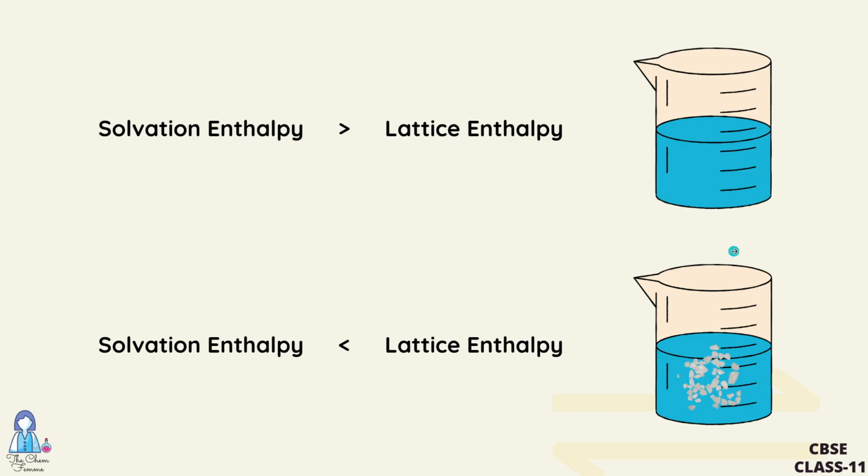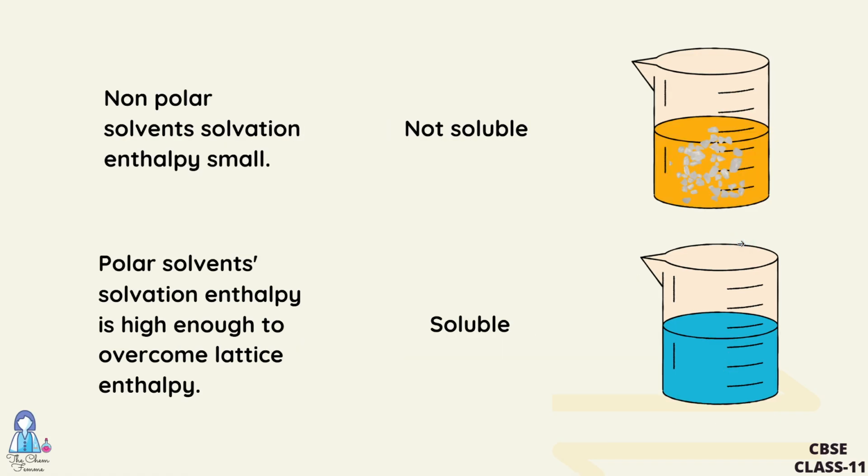So we come to a general idea related to the polarity of the solvents. In case of non-polar solvents, they have a small solvation enthalpy, and this in turn means that it is not big enough to overcome your lattice enthalpy, right? So this means that in non-polar solvents, our salts are not able to get dissolved. Similarly, in case of polar solvents, the solvation enthalpy is high enough for it to overcome the lattice enthalpy. So that leads it to become soluble.